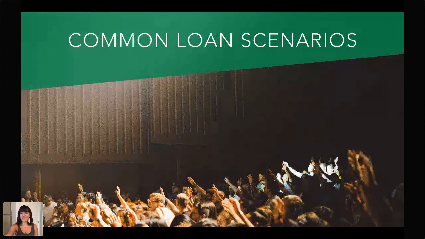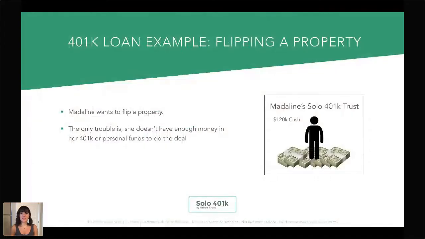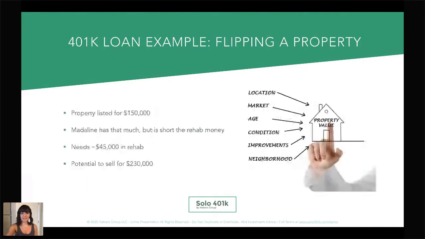Here are some common loan scenarios. So we have Madeline. She wants to flip a property, but she doesn't have enough money in her 401k and her personal funds. And remember, you can't mix those. The property's listed for $150,000. Madeline has that much, but she's short for the rehab money. She needs about $45,000. Because after doing the math, there's a potential there to sell it for $230,000. So it seems like a great deal.